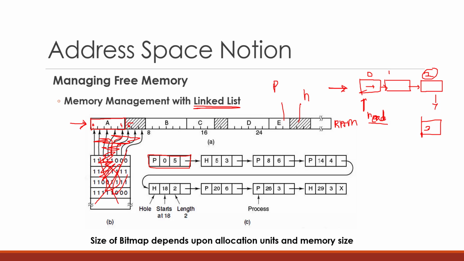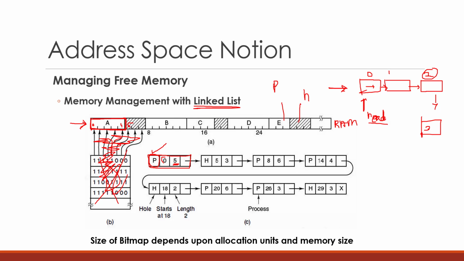So it will start from 0, which is the starting point, and this is going to be the length of the process. The first bit in the data of the linked list is either P or H. If it's a process, then it's P. If it's a hole, then it's an H. Since process A is a process, not a hole, we're going to say that the first node of the linked list is going to be a process.